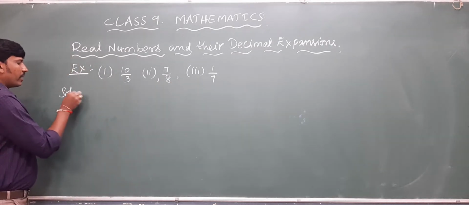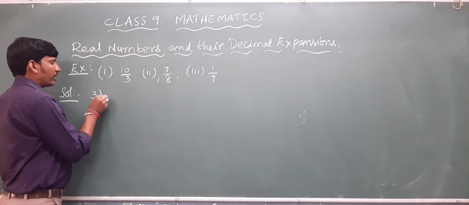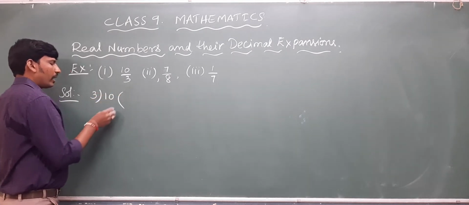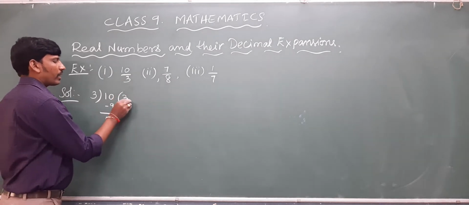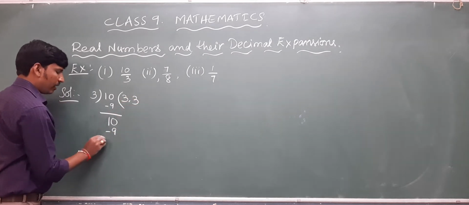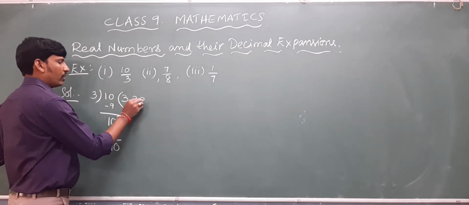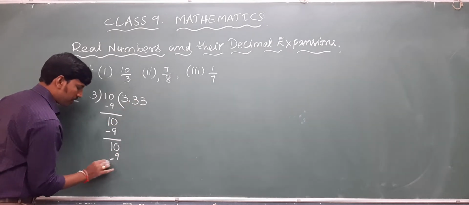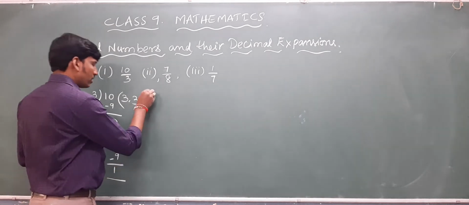Now observe clearly everyone, see the remainders. When you divide 10 by 3, 3 3s are 9. When you subtract, 1 will remain, so keep the decimal point, keep 0, again 3 3s are 9. When you subtract, you will get 1 again, keep one more 0, and 3 3s are 9, so it will again be repeated. Now this is the first one.